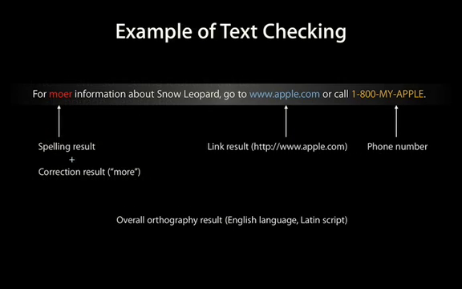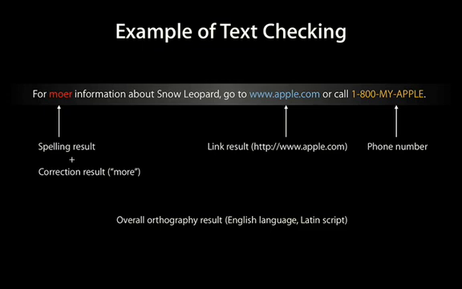So here's an example. If you passed in this sentence to text checking and you turned on all the text checking types, you'd get back quite a variety of results. You would get back one overall result saying that this whole string has been detected as being in English. Then you would get back some more specific results about specific pieces of the text. So you might get back a spell checking result saying that the second word, MOER, is misspelled.